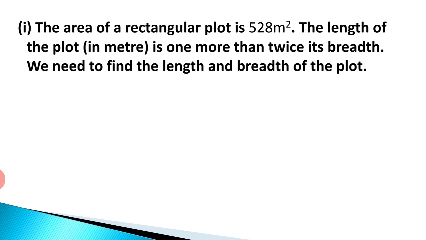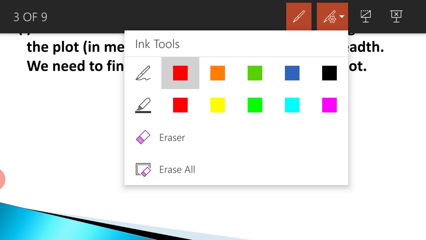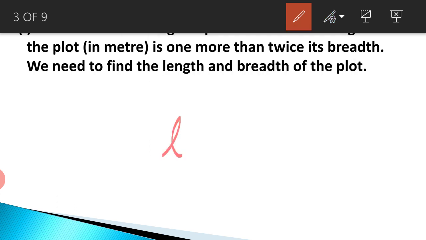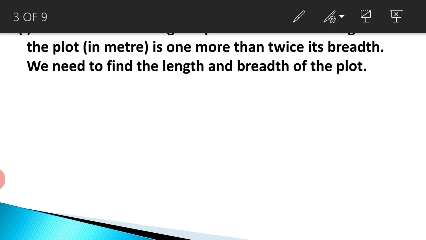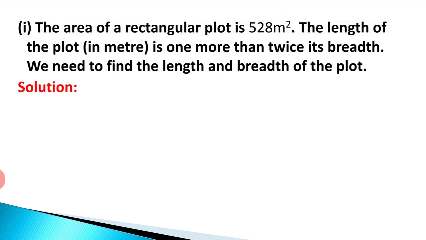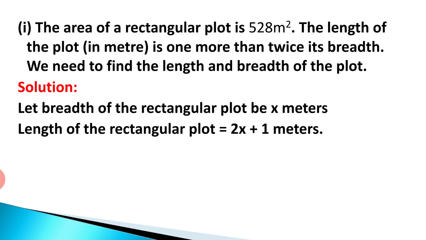So here length is one more than twice the breadth. That means very sure that length is greater than breadth. Is it okay? So length is greater than breadth, hence we will assign variable to breadth. And then we will express length in terms of breadth. Is it clear? So now, what should be the first statement in the solution then? Let x be the breadth of the rectangular plot, or let the breadth of the rectangular plot be x meters. So what will be length? It is one more than twice the breadth, that is 2x plus 1 meters.